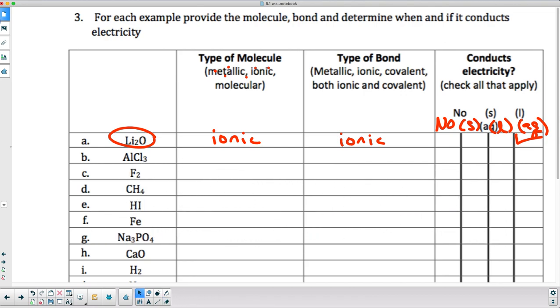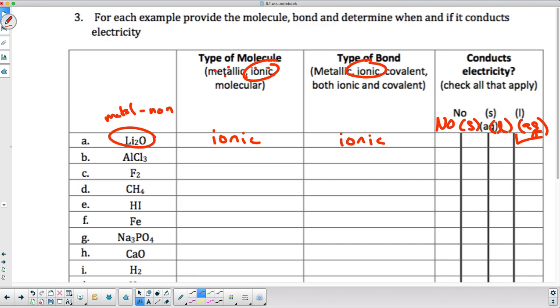So here I'm doing examples where you can see that I have Li2O. So Li is a metal and O is a nonmetal. So that means, there we go, and we're back. And metal and nonmetal means ionic. The type of molecule is ionic. Type of bond is ionic.